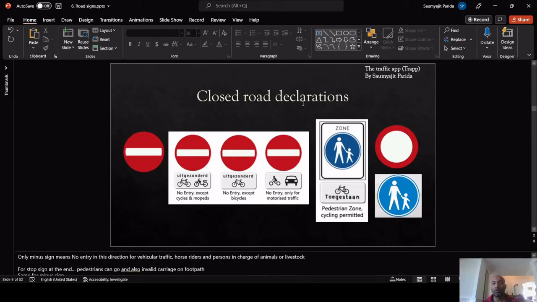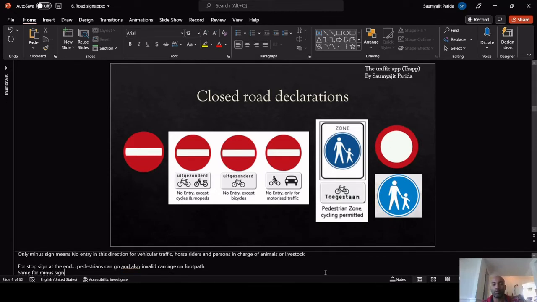Okay, coming to closed road declaration. If you see these boards, this board means no entry in this direction for vehicular traffic. For example, no entry except cycles and mopeds. No entry except bicycles, so no entry for motorized vehicles. This is pedestrian, and bicycles can also enter. And this is the stop sign. You have to stop. You cannot move forward.